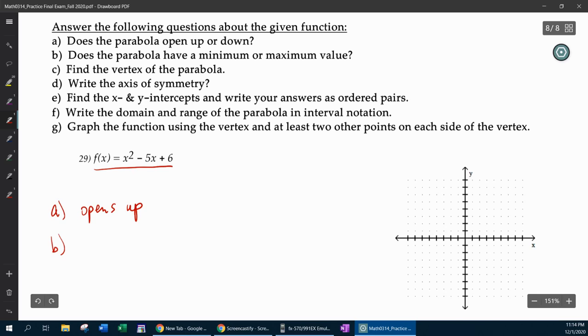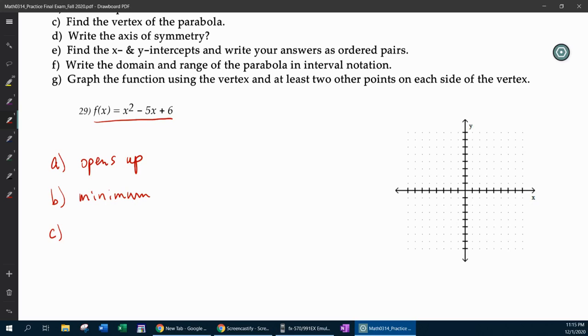Part B, does the parabola have a minimum or a maximum? Well, if it opens up, then it's going to have a lowest point, which is the vertex, which means that it's going to have a minimum. Guess what? If it opened down, it would have a maximum. So that's how you can tell whether it has a minimum or a maximum, is whether it opens up or down.